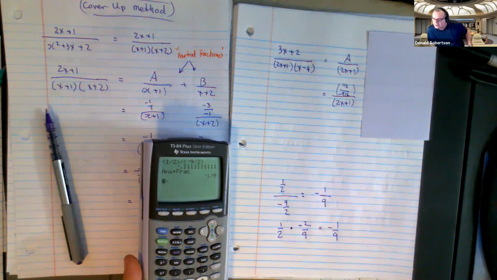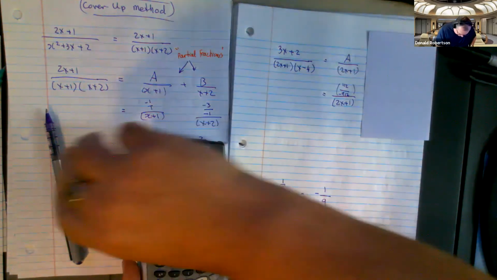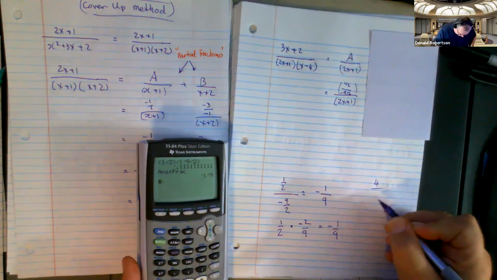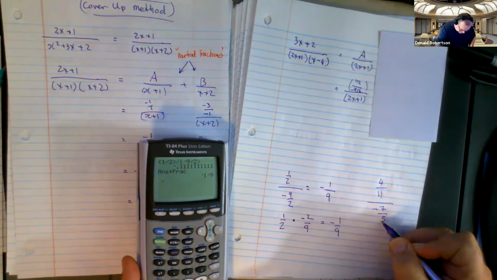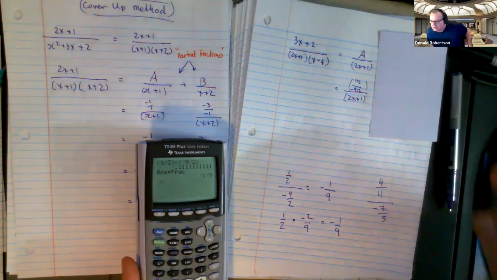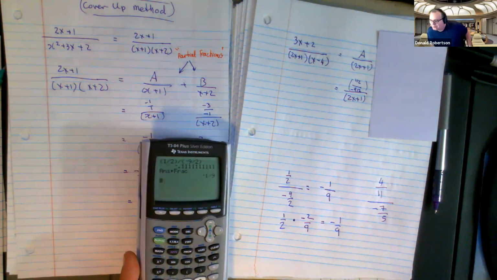You see how that worked? Totally random. Can you imagine you got 4/11ths on the top and negative 7/5 in the bottom. Would you agree that would be a pretty ugly looking answer, right?